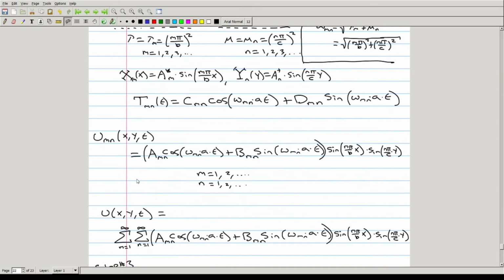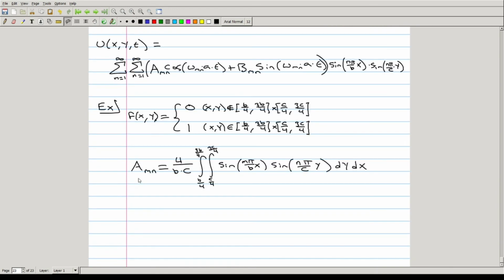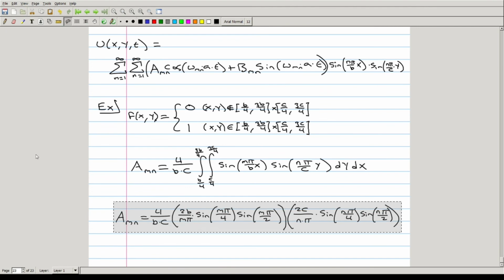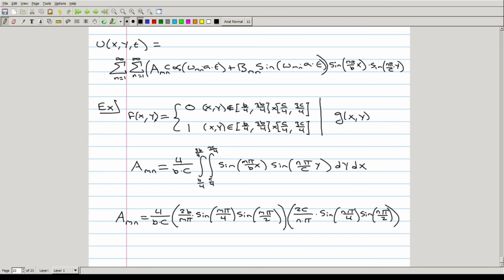And for this example, we'll also assume that the initial velocity is 0 at every point, so that the B_mn's are 0. And we'll take a look at what the solution looks like.